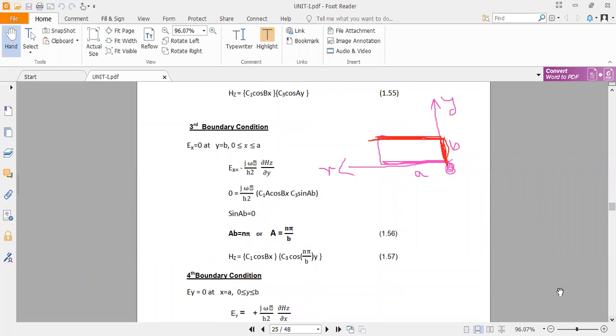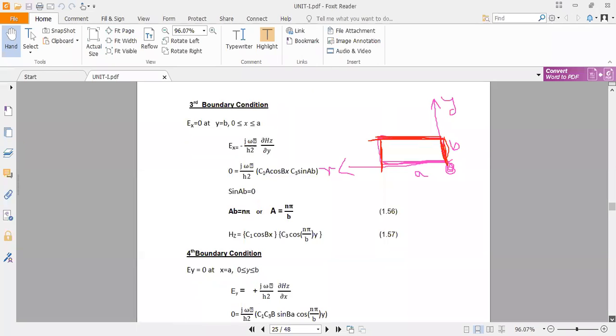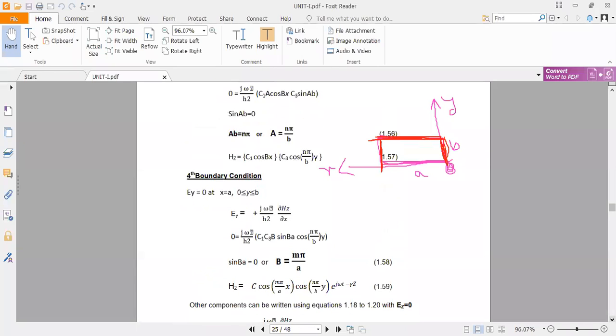Next, fourth boundary condition. What is the fourth boundary condition? The leftover face. x is equal to a, y is varying from 0 to b. So you take the EY expression and do the differentiation. After differentiating and substituting, again sin ba becomes 0, and b is equal to m pi by a.